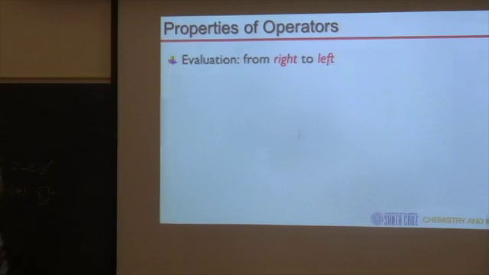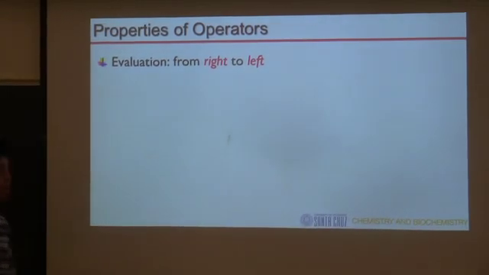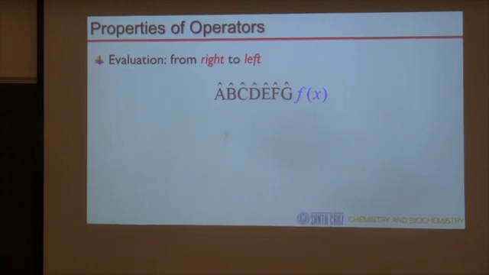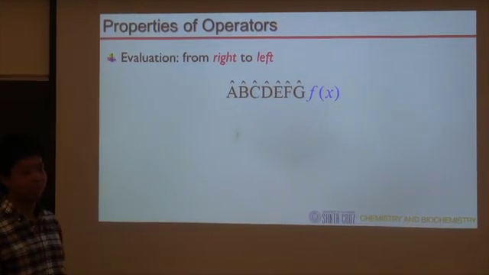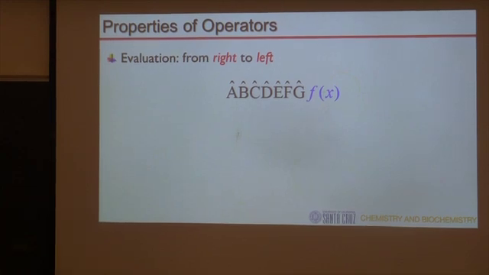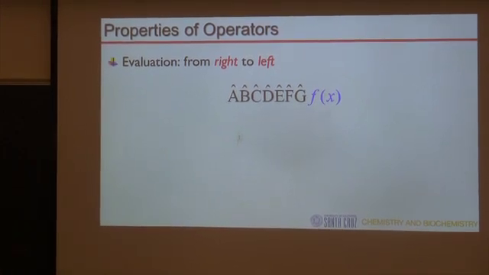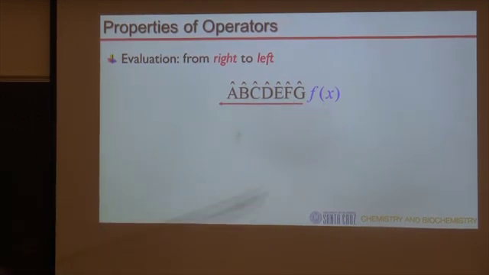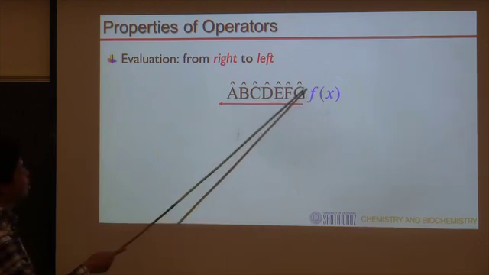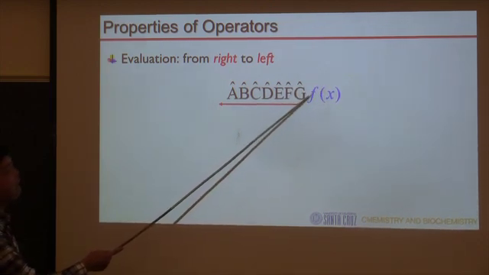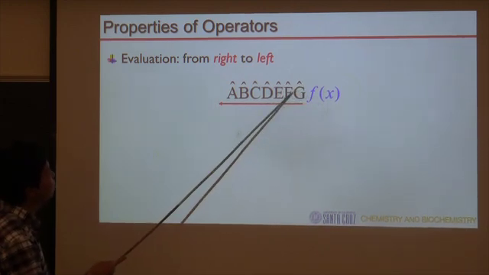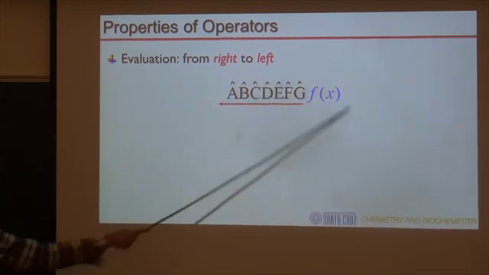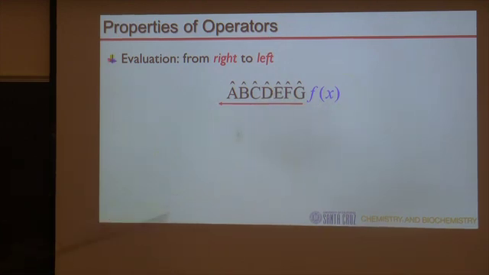Another property is when you evaluate the operators, and in this case, you have multiple operators operating on the same function. So when you do the calculation, instead of going from left to right, in this case you go from right to left. So from G to E. It simply means you first evaluate the G operator on f(x), which gives you a new function. And then the F operator on the whole thing. Then the E operator on the whole thing. Then the B operator on the whole thing. So go from right to left. Never go from the left. So this is another property.